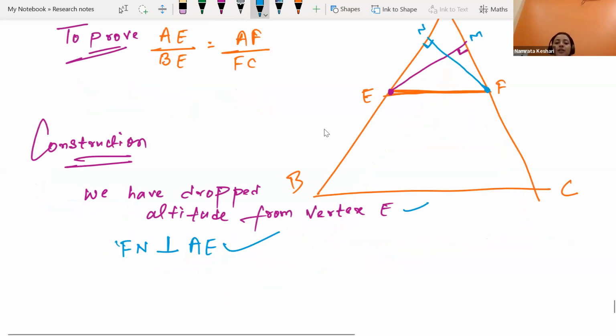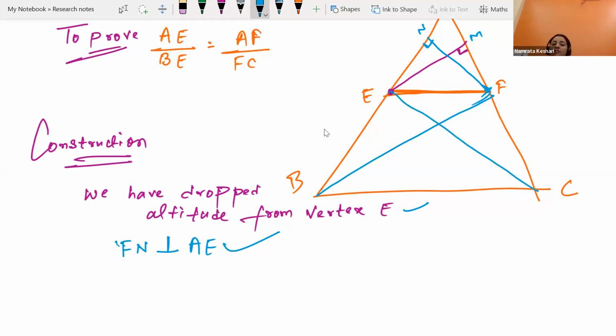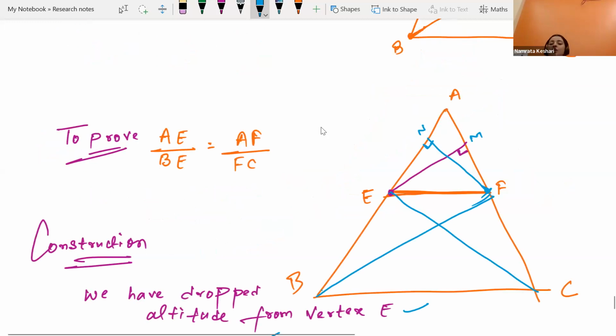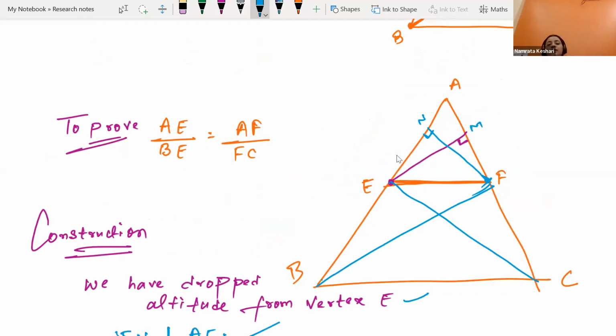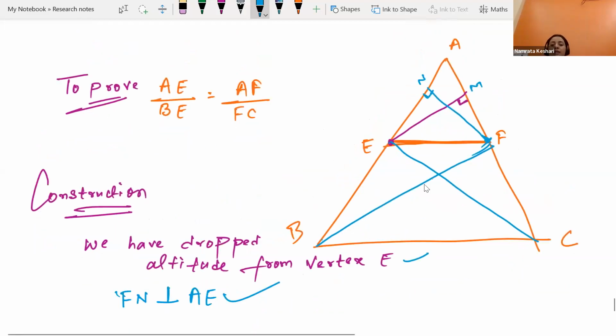What will we be doing after that? One more construction we will be doing to prove it. We will be joining B with F. Okay, this proof is quite tricky, so again and again I'll be explaining it. You don't have to note down anything today. You just have to sit and listen to me carefully and try to understand. We'll be joining B with F, and we will be joining E with C also. This much construction we need to do. Two altitudes we have dropped on the smaller upper triangle, and to this diagonal we have joined B with F and E with C.